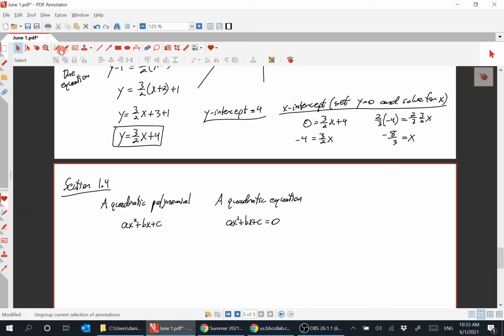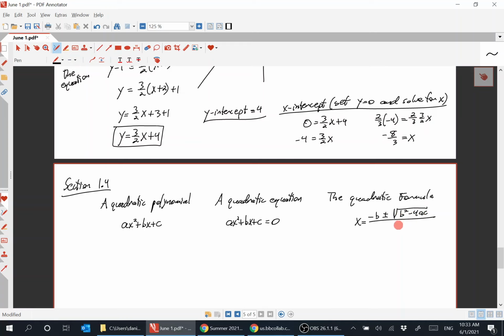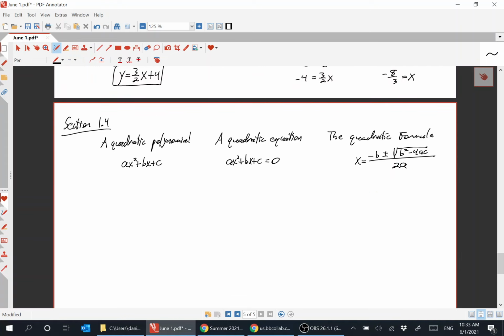And there's also the quadratic formula, which is that x is equal to minus b plus or minus the square root of b squared minus 4ac over 2a. Okay, so there are these three things here. But in this section, we want to solve quadratic equations. And that's a quadratic equation in its standard form.